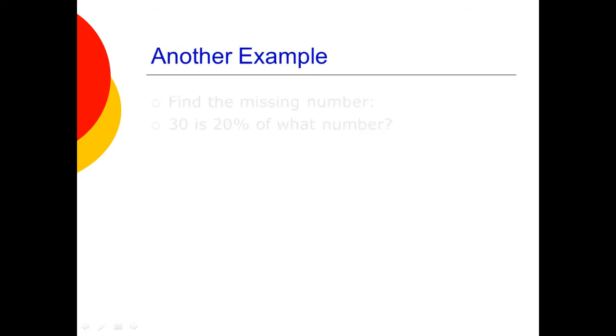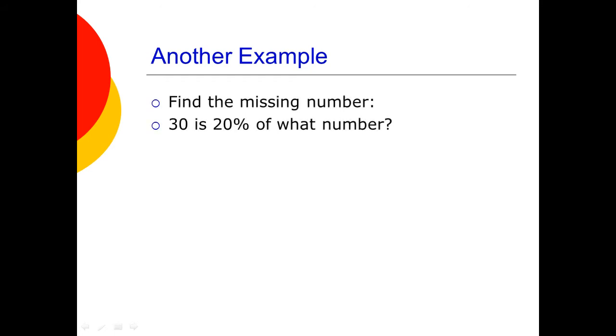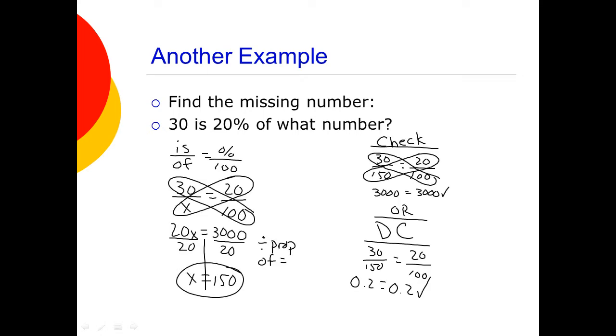Let's do another example. This one is 30 is 20% of what number? Pause the video at this point to give yourself a chance to do the example. So hopefully you've noticed that of is the missing portion. I then set it up as 30 over x equals 20 over 100. Again, by the way, notice that once I have the percentage part, I do drop the percentage sign, as I should.